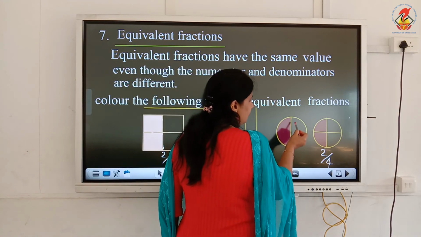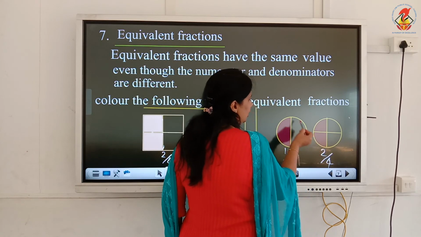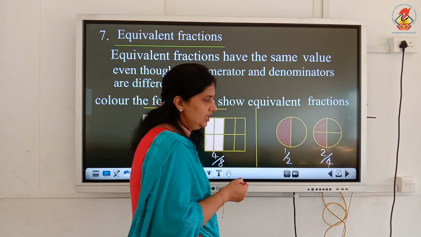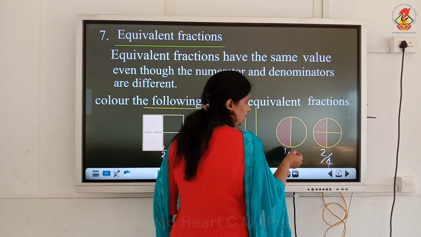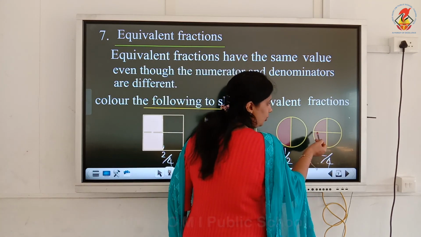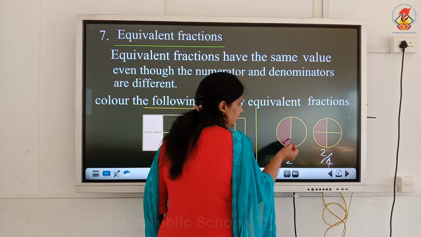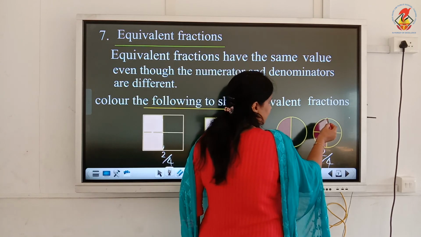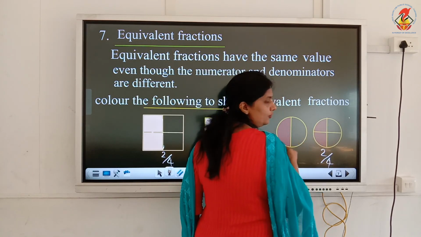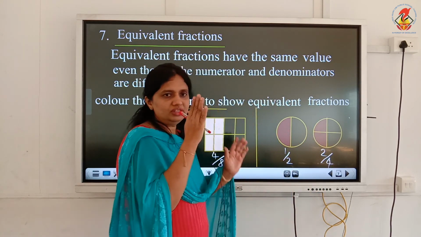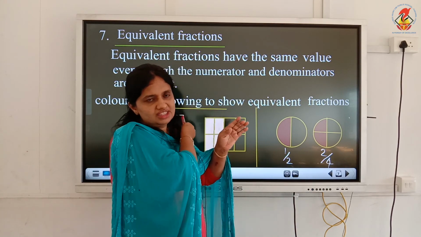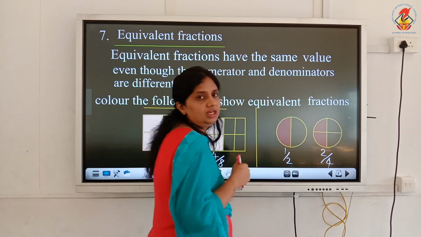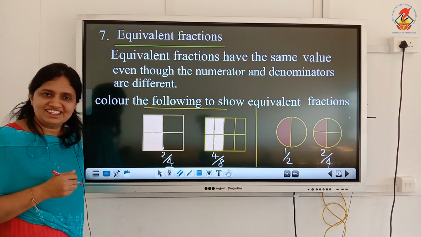Here see this, 1 by 2 and 2 by 4. Here I cut it into same size circles only, but here I cut it into 2 equal parts. Here I cut it into 4 equal parts. Here I color 1 portion out of 2. Okay, here I colored 2 portions out of 4. See, both represent the same part only, right? Same amount only, right? That's why these two are called what? Equivalent fractions. Is it clear, children?